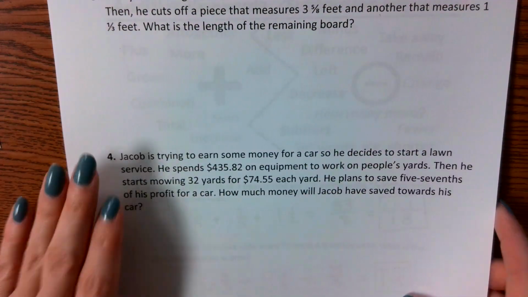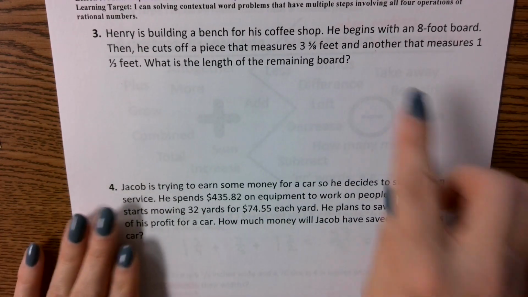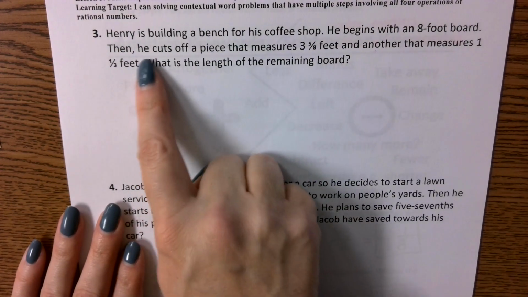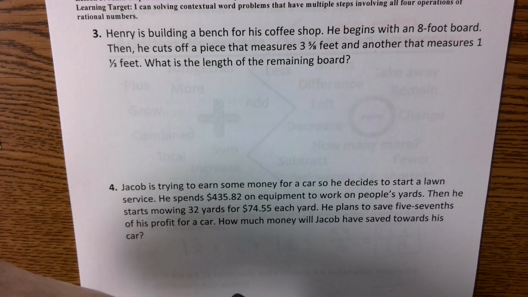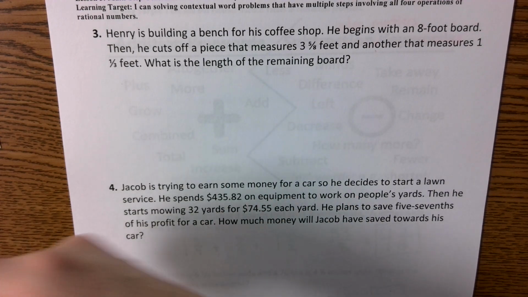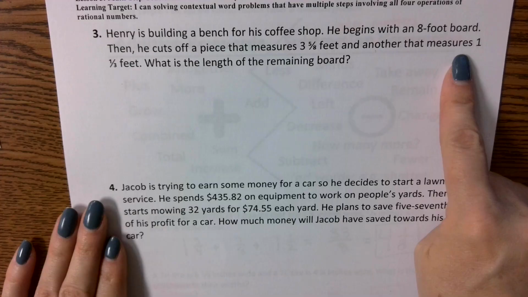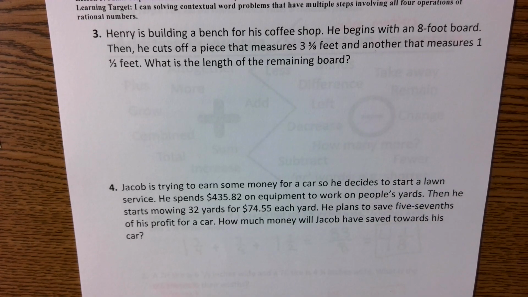All right, Henry's building a bench for his coffee shop. He begins with an 8-foot board. He then cuts off a piece that measures 3 and 5/8 feet, sorry. And then he cuts off another measure of 1 1/3 feet. So we want the remaining board.